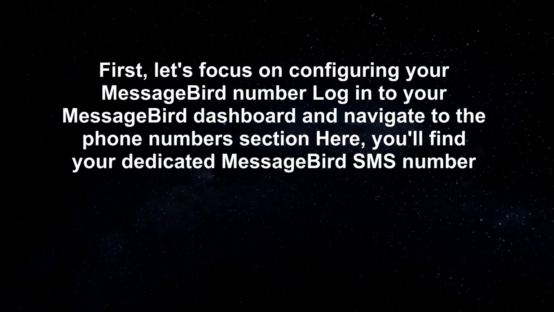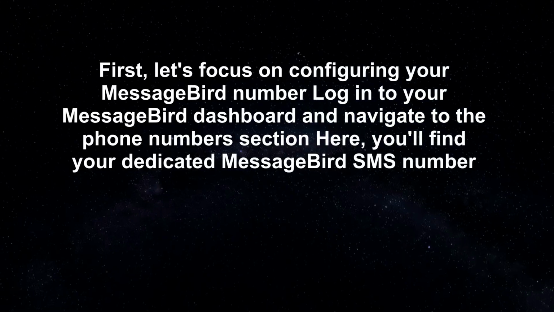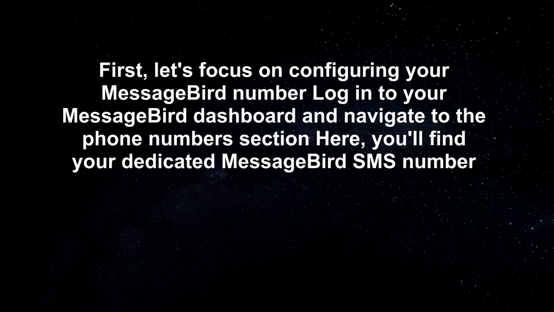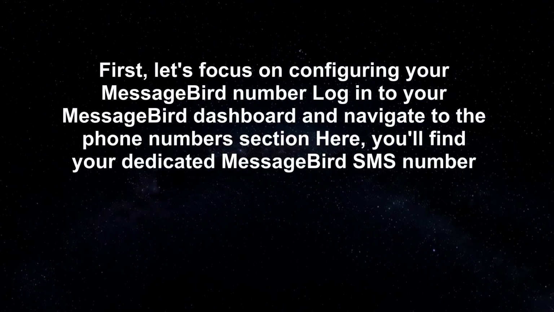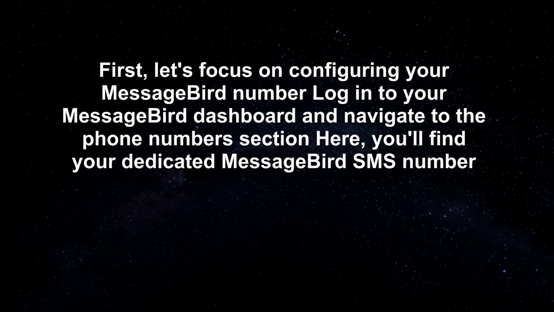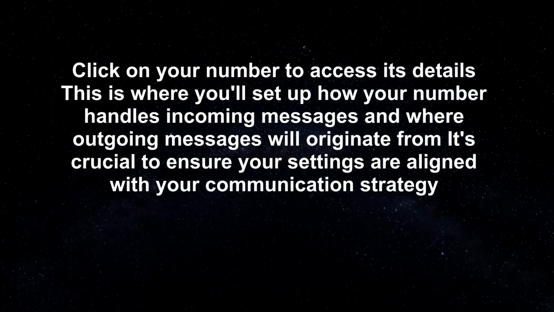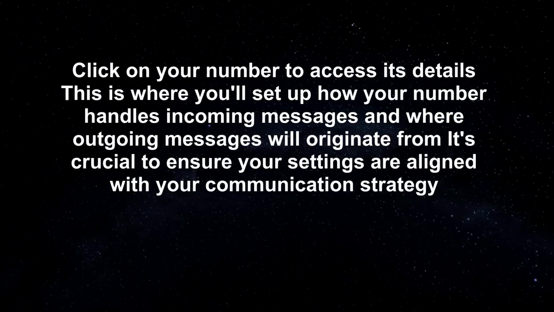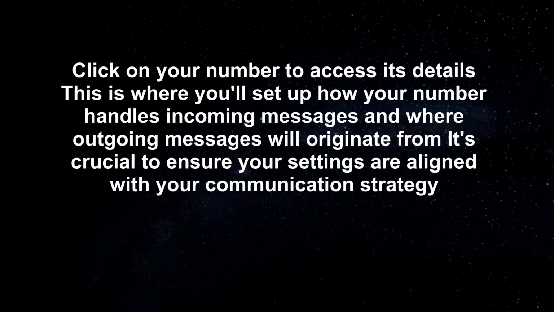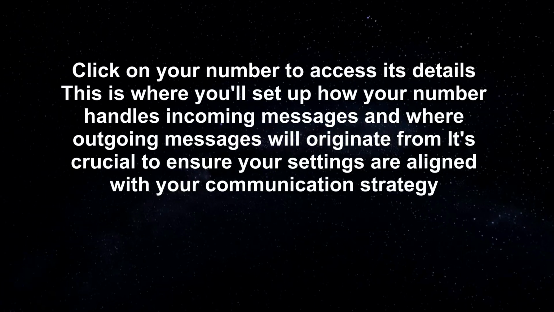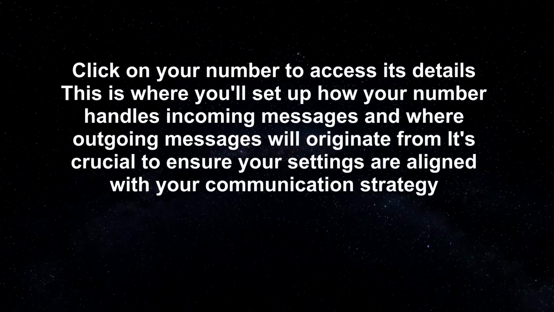First, let's focus on configuring your MessageBird number. Log in to your MessageBird dashboard and navigate to the phone numbers section here. You'll find your dedicated MessageBird SMS number. Click on your number to access its details. This is where you'll set up how your number handles incoming messages and where outgoing messages will originate from. It's crucial to ensure your settings are aligned with your communication strategy.